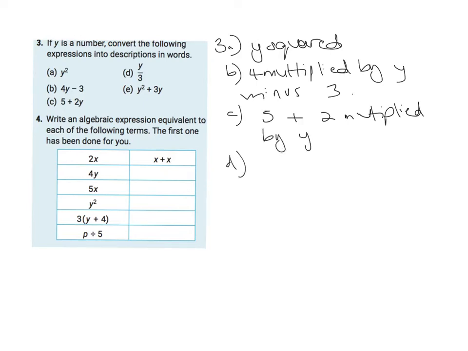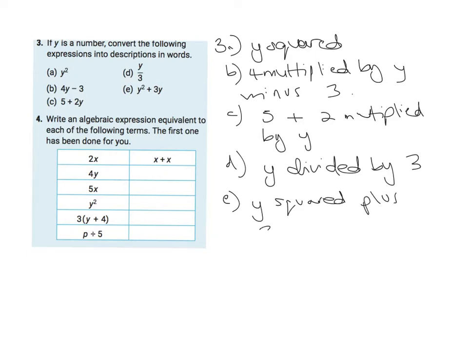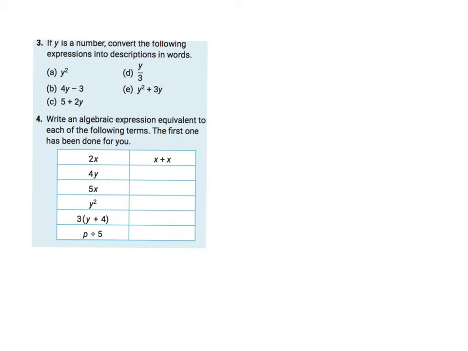Part D is y divided by 3. And part E is y squared plus 3 multiplied by y. Okay, then part 4, write an algebraic expression equivalent to each of the following terms. The first one has been done for you. So there's a couple of different ways that you could write an expression the same as each one.